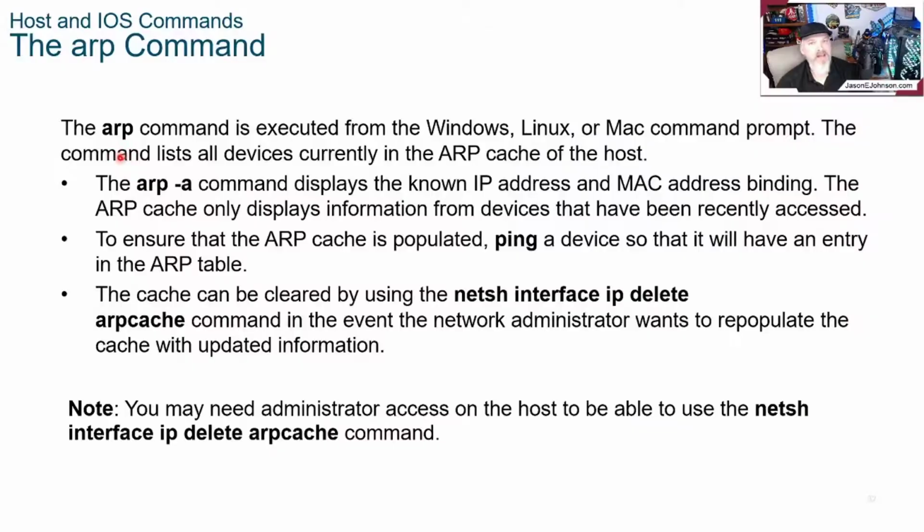The ARP command, arp, is executed from a Windows, Linux, or Mac command prompt. The command lists all devices currently in the ARP cache of the host. The arp -a command displays the known IP addresses and MAC address bindings. The ARP cache only displays information from devices that have been recently accessed. To ensure that the ARP cache is populated, ping a device so that it will have an entry in the ARP table. So you want to ping first and then run the ARP display.